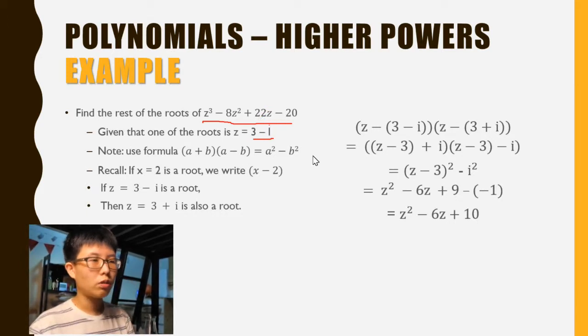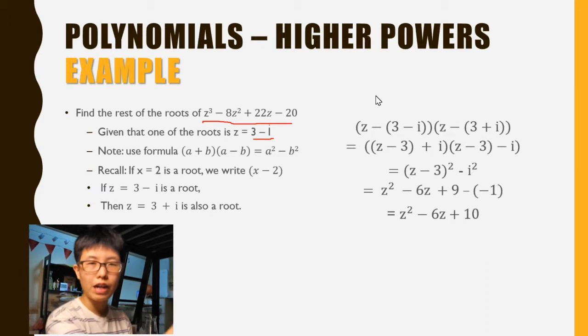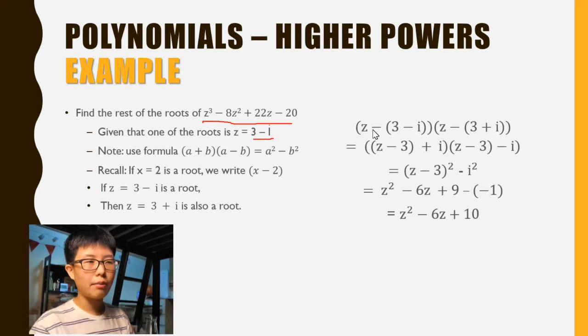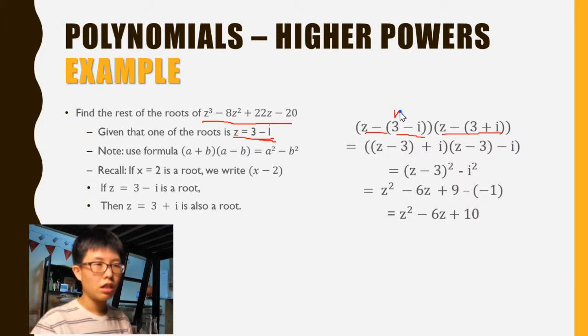So remember, if I have an equation and I say that one of the roots is x equals 2, I know it can be divided by x minus 2, so I put bracket x minus 2. We're going to do the same thing here. So z minus (3 minus i), which is what they said, and then z minus the conjugate. This is the root, and this is the conjugate of the root.